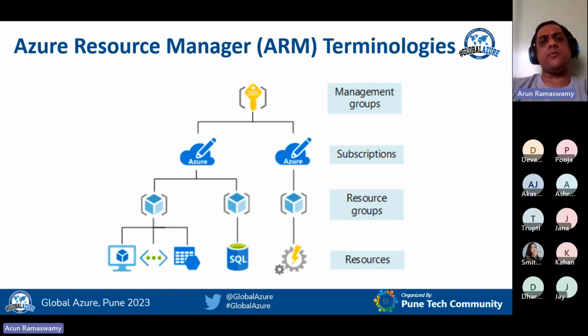Now, when I talk about ARM, there are a few terminologies that you would need to know. These are the hierarchies: management group, subscriptions, resource groups, and resources. A management group is nothing but something you can use to combine or monitor if you have more than one subscription in your tenant. If you have a root tenant, you will have a subscription. Without a subscription, you cannot interact with Azure. So if you have multiple subscriptions, you can use management groups to monitor and interact with these subscriptions.